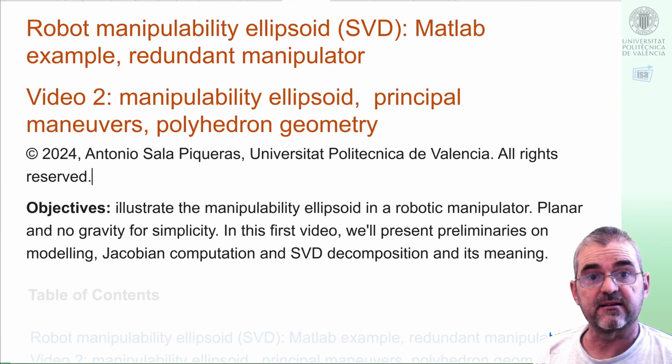Hi, I'm Antonio Sala, and in this second video we'll continue with the manipulability analysis of a planar robotic manipulator. In a first video, we spoke about the model, the Jacobian, and its singular value decomposition, and then in the second video we'll define the manipulability ellipsoid, and we'll graphically represent the principal maneuvers and also compare with the polyhedron geometry when maximum velocities are in the unit cube instead of the unit sphere as the ellipsoid geometry explicitly assumes.